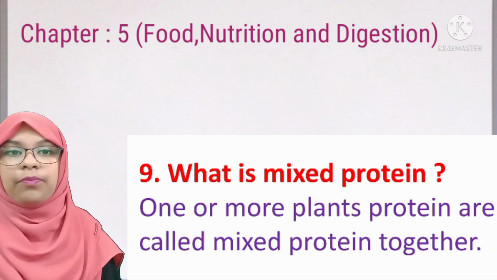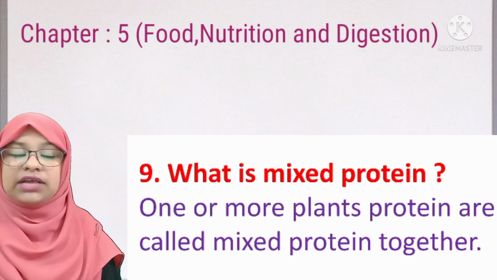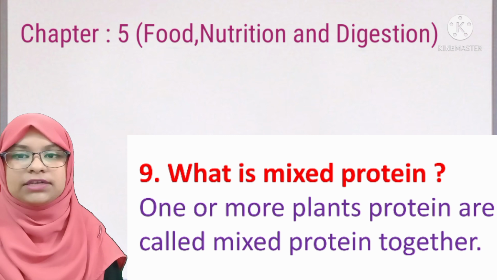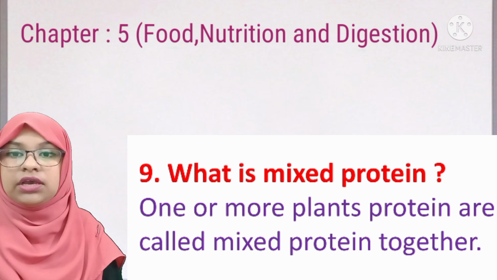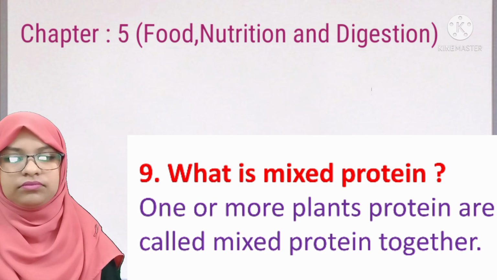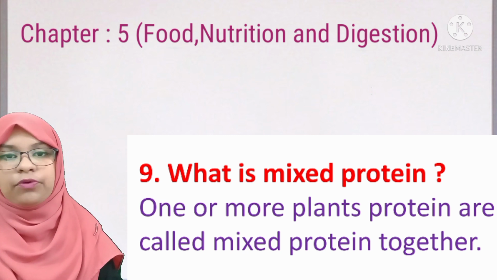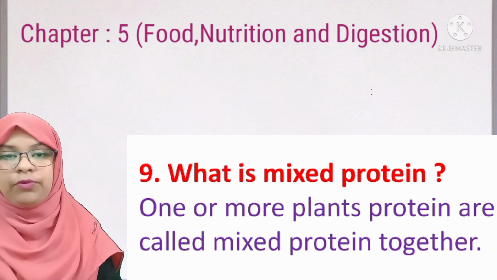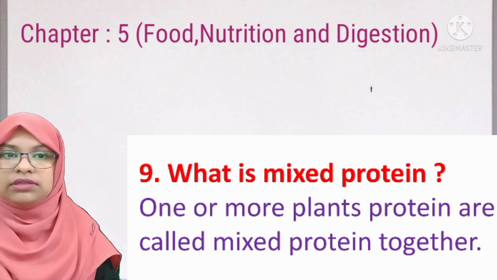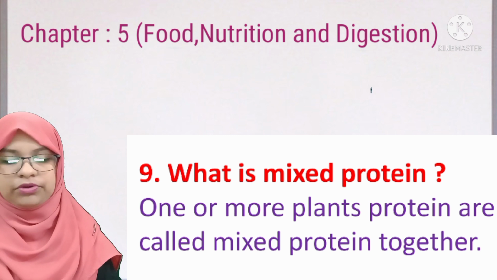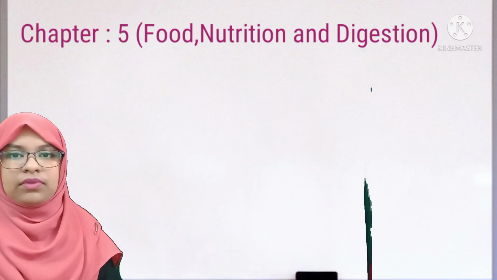What is mixed protein? Our ninth question. One or more plants' proteins together are called mixed protein. Okay, that means mixed protein can be plant protein and animal protein mixed together, that is called mixed protein.